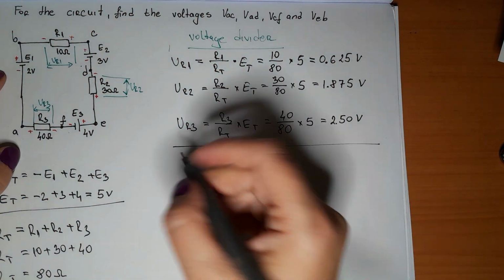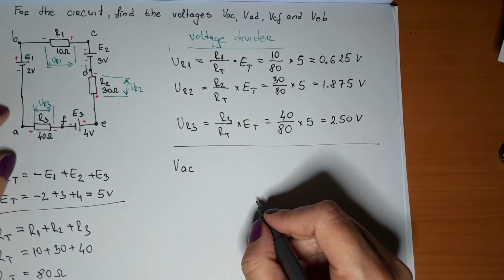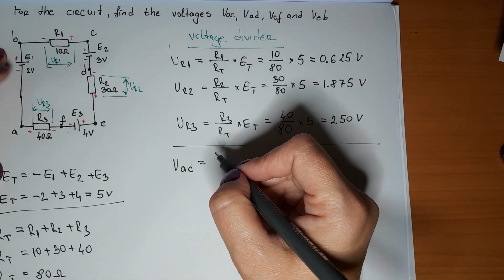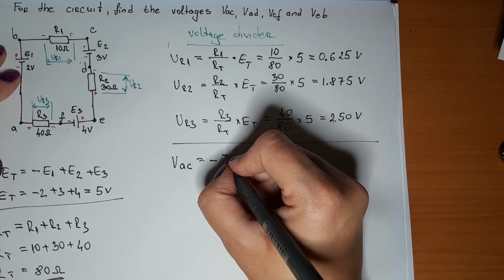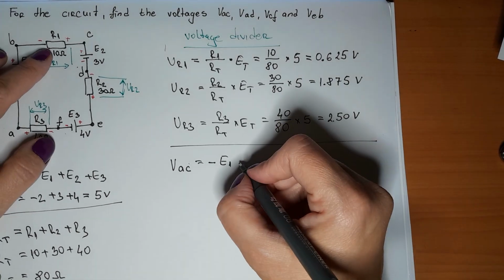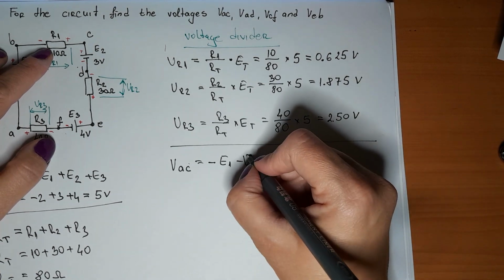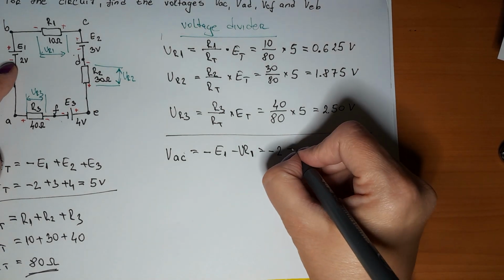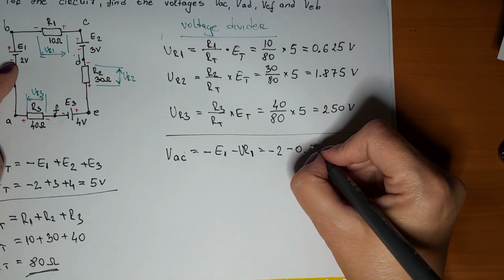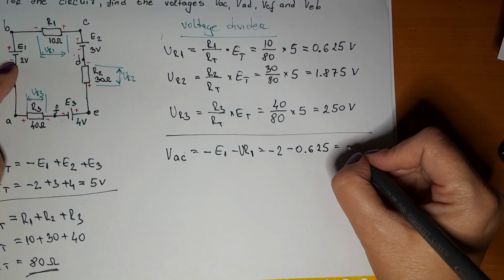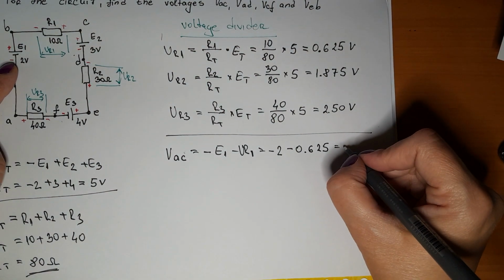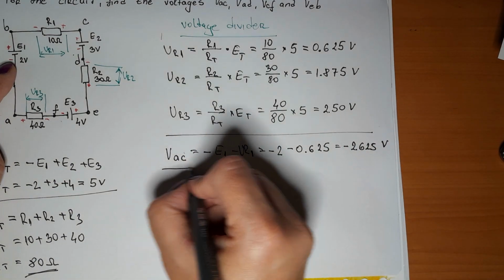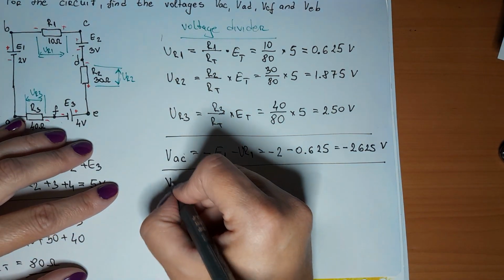So VAC, so between A and C points, since we know that here is minus, so minus E1 and minus VR1. Okay, so that will be minus 2 minus 0.625, and the final will be minus 2.625 volts.